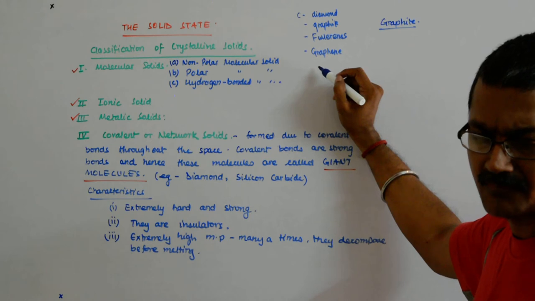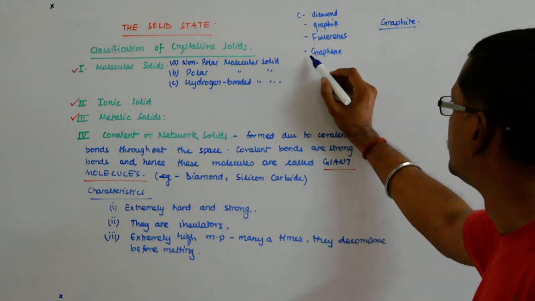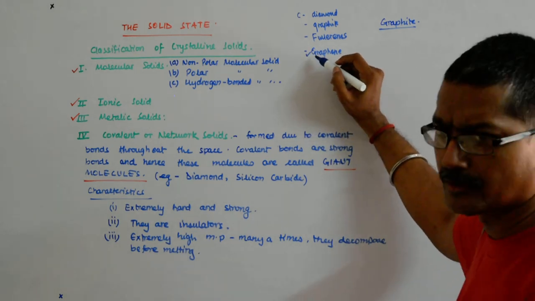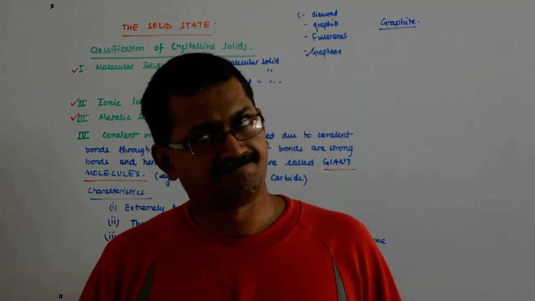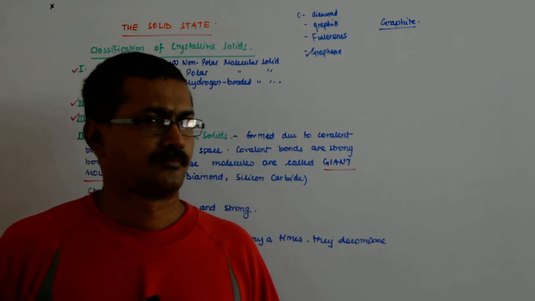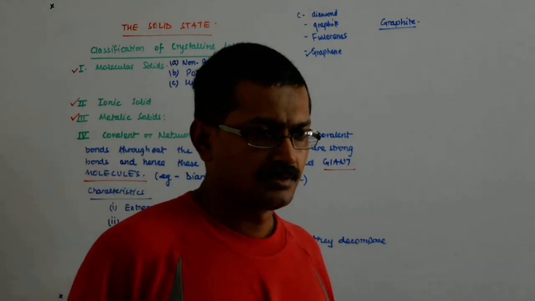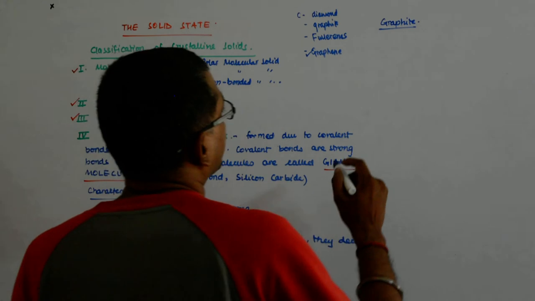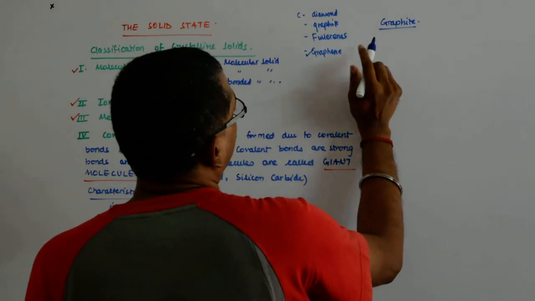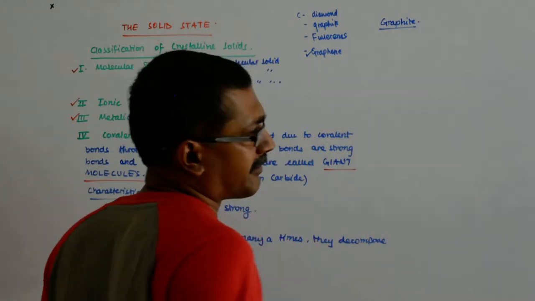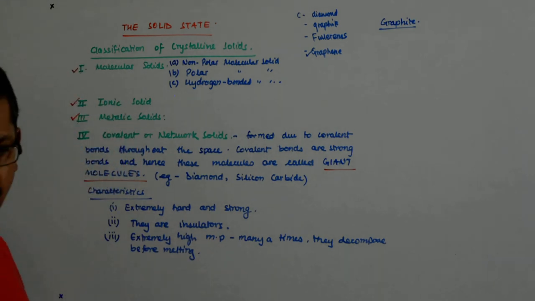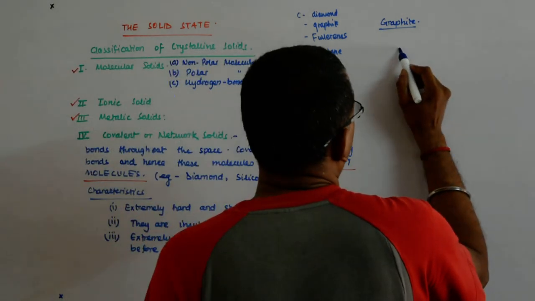For this they were awarded a Nobel Prize some 5 years ago. What does it mean? You'll understand. So what happens to graphite? Graphite is bonded to three other molecules. So it starts forming a hexagonal sort of structure, right?